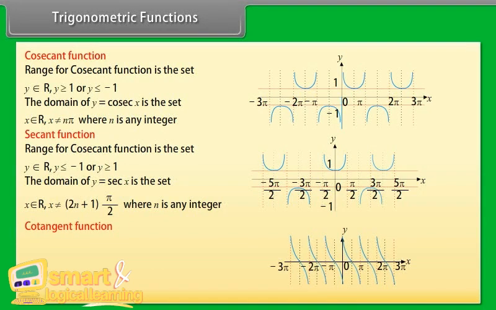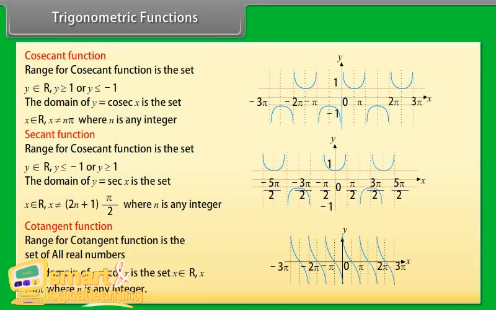Cotangent function. The range of the cotangent function is the set of all real numbers. The domain of y = cot x is the set of x belonging to real numbers, x ≠ nπ, where n is any integer.